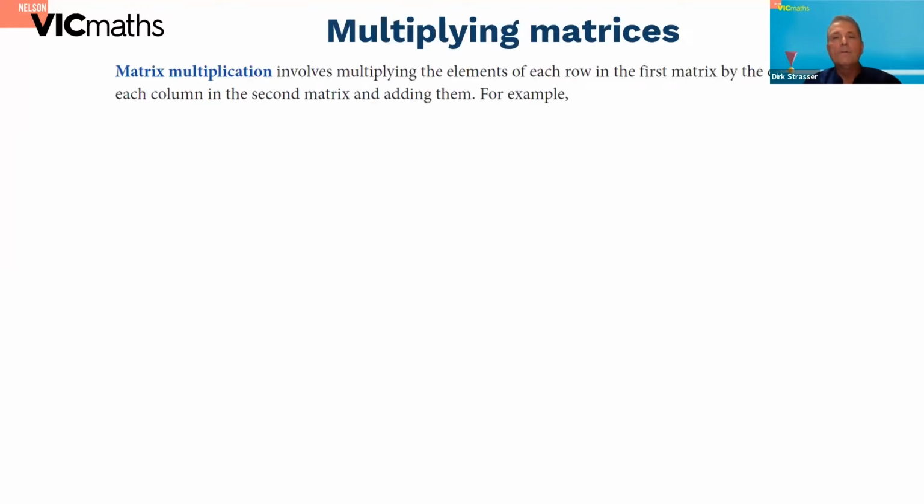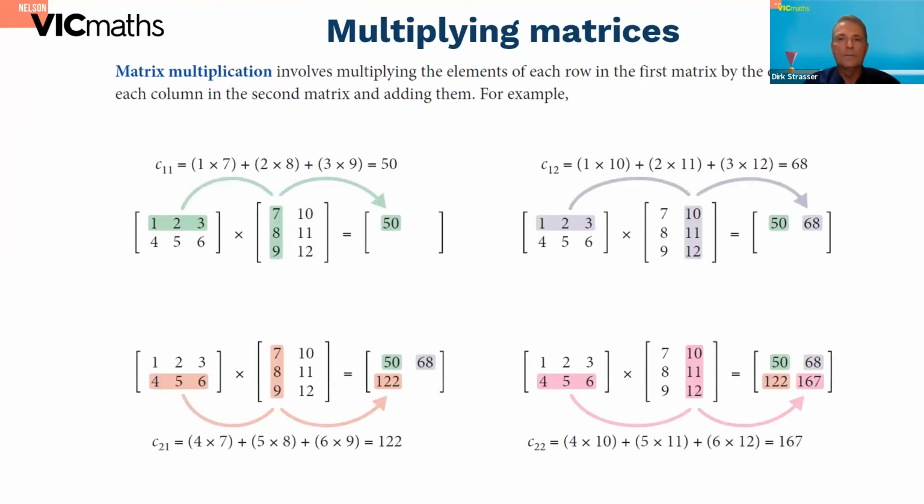Multiplying matrices looks messy, and it is quite tedious, but it involves multiplying the elements of each row in the first matrix by the elements of each column in the second matrix and adding them, for example. I hope that visual makes it clear. That's giving every step of that matrix multiplication. You can see how the matrices are multiplied together there.